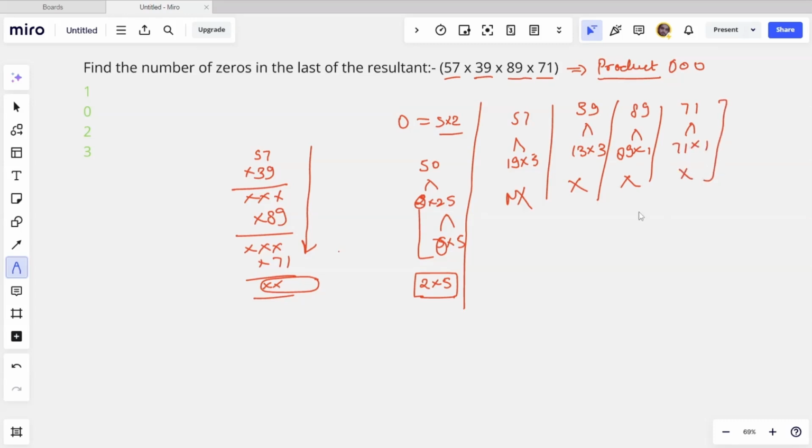It means we can say, when we multiply these numbers with each other, the final product does not have any 0. So basically it is asking how many zeros, so we can say 0 zeros will be available in the product. Okay, so our second option is the correct option. Thank you.